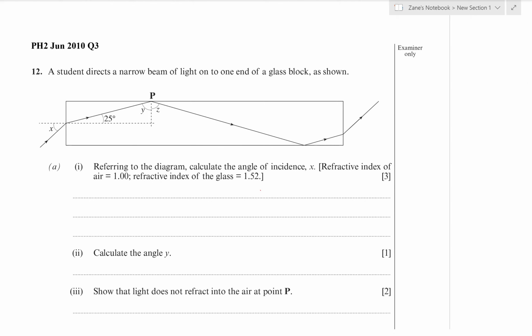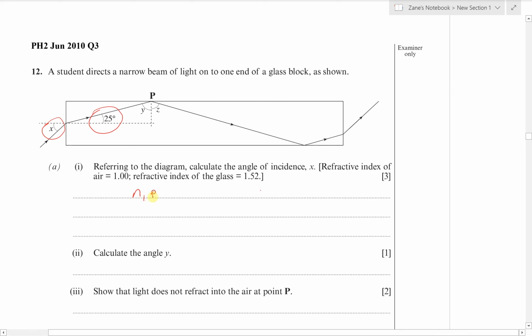WJEC Unit 2 Physics paper, A-level physics. This is a question about refraction where a student shines a narrow beam of light into one end of a glass block. We can see on the diagram that there's an angle of refraction in the glass of 25 degrees. First part of the question asks us to calculate the size of the angle of incidence x.